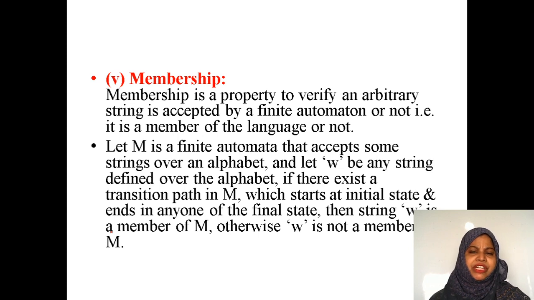If you are not going to reach the final state, then that particular string is not accepted by the finite automata. Membership means we are checking whether that particular string is accepted or not. If the string is accepted, then the string which is having that particular language is accepted by the finite automata. This is known as the membership.